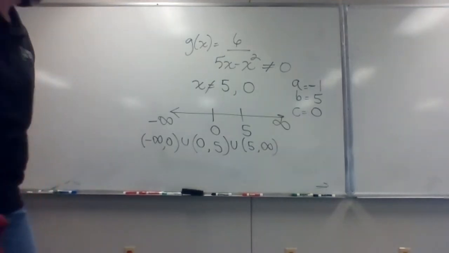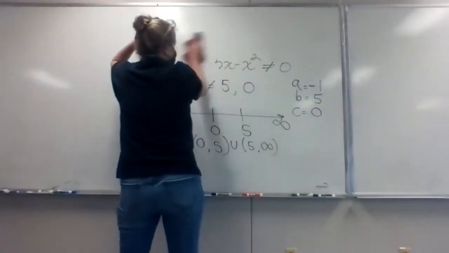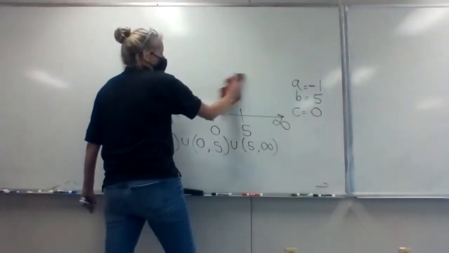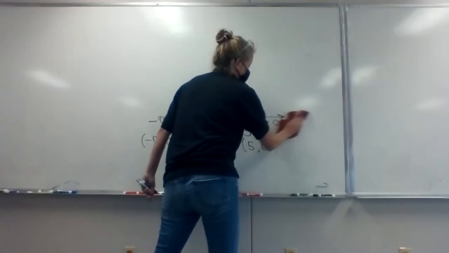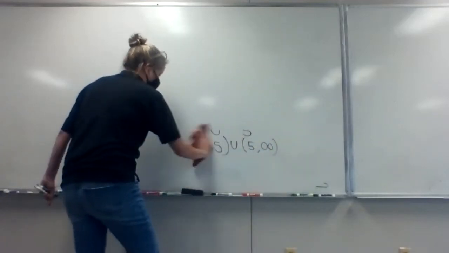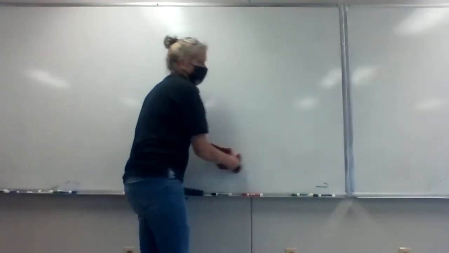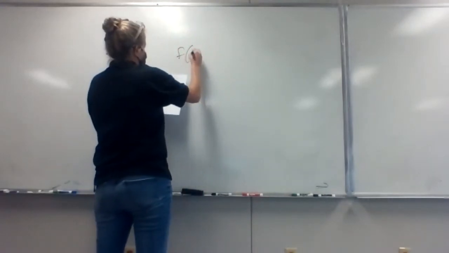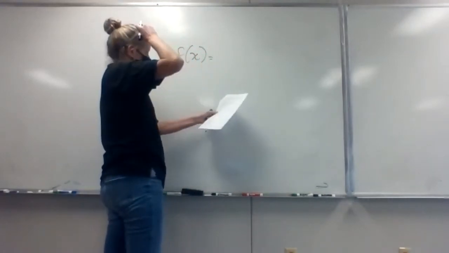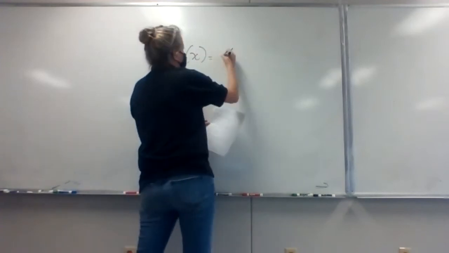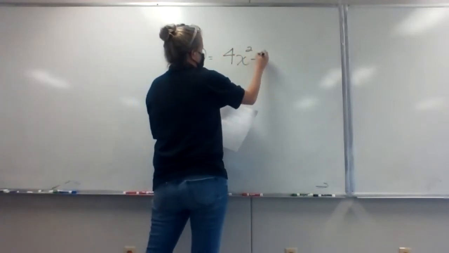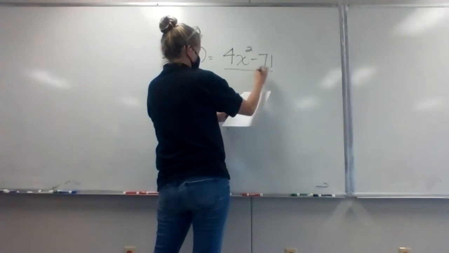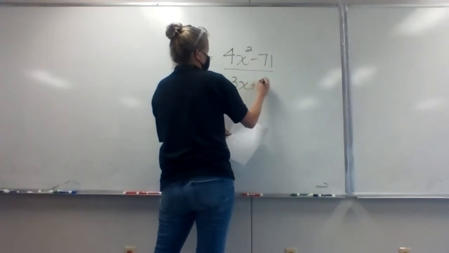Number 5, right there. So again, this section is really just warming you up for section 8.5 when we do all kinds of things with rational expressions. The first thing you're always going to do is find the domain of it. So this is just practicing for that. F of x equals 4x squared minus 71 over 3x plus 13.